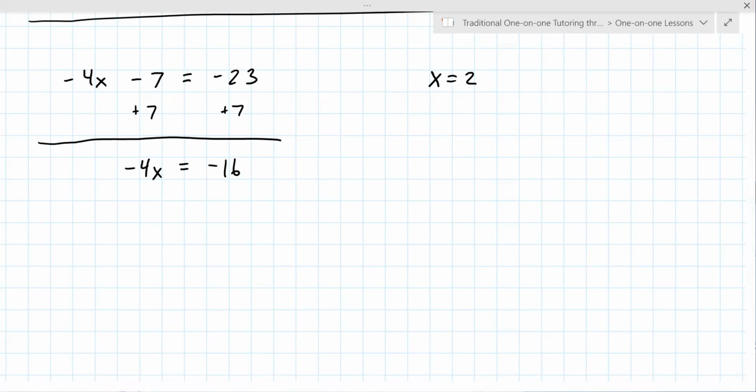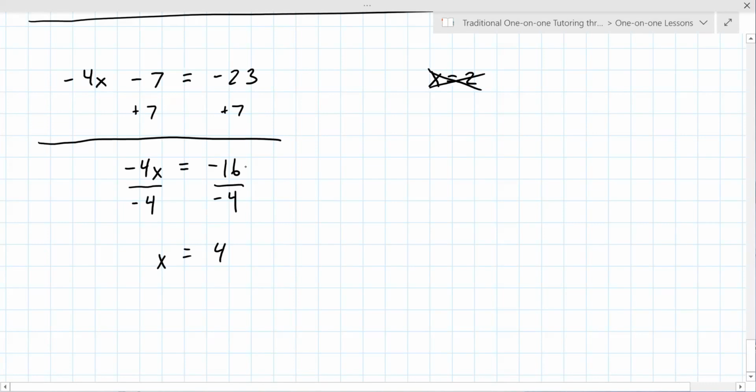Okay, now what are you going to do to get x by itself? What are you going to divide both sides by? Oh, you have to divide by a 4. X equals 4. Negative 4. Yeah, negative 4. So x does equal 4 because the negatives cancel and the negative numbers are 4.